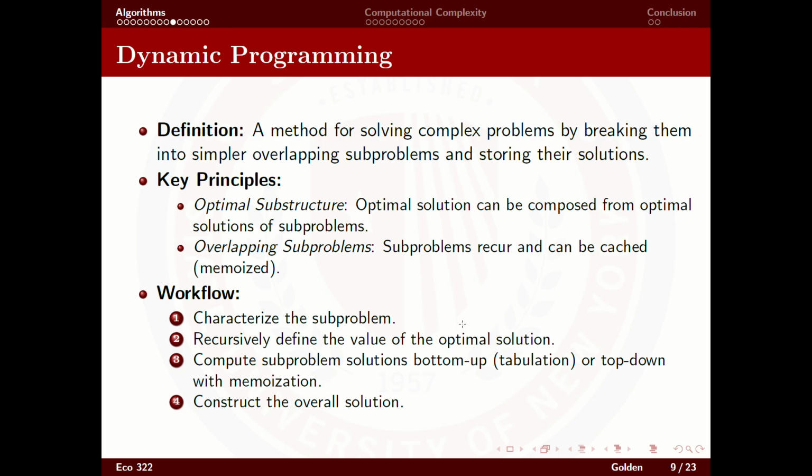Dynamic programming is another example of an important algorithmic process. It's a method for solving complex problems by breaking them down into simple or overlapping subproblems and storing their solutions. So dynamic programming includes an optimal substructure: an optimal solution can be composed from optimal solutions of subproblems, and overlapping subproblems recur and can be cached or memoized. So you characterize a subproblem, you recursively define the value of the optimal solution, you compute the subproblem solutions bottom up or top down, and you can construct the overall solution.